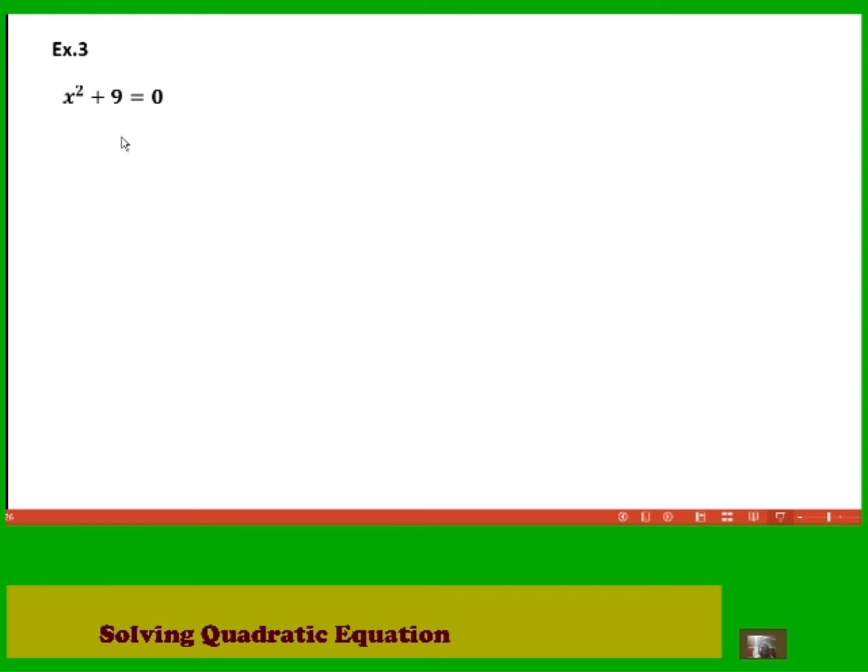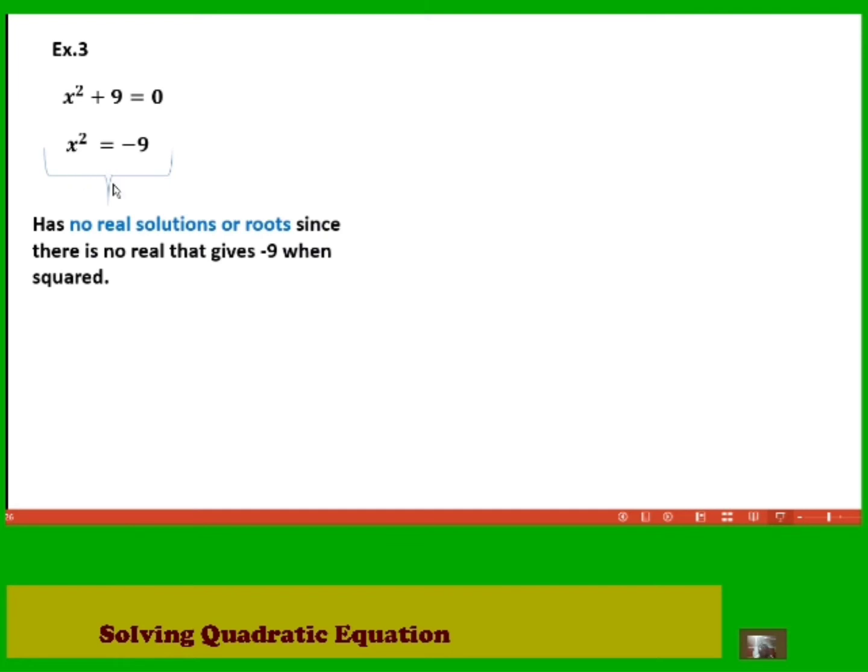Another example, x squared plus 9 equals 0. Transfer positive 9 to the right, it becomes negative. The equation has no real solutions or roots since there is no real number which gives us negative 9 when squared.